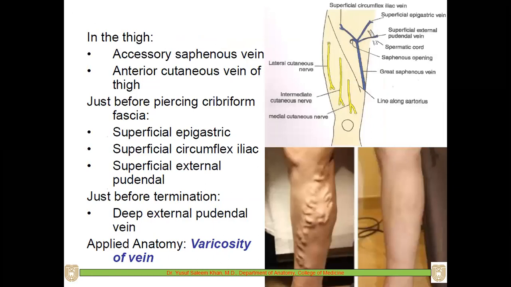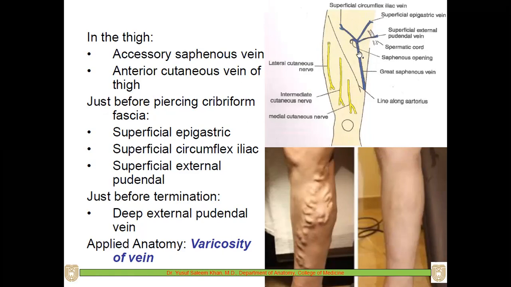In case of the thigh, this is the great saphenous vein opening into the femoral vein. In the thigh, there will be something called the accessory saphenous vein as well as the anterior cutaneous vein of the thigh. All these are small veins. They have not been shown in any pictures, but you can imagine that they are coming from all the way and draining just before piercing the cribriform fascia.